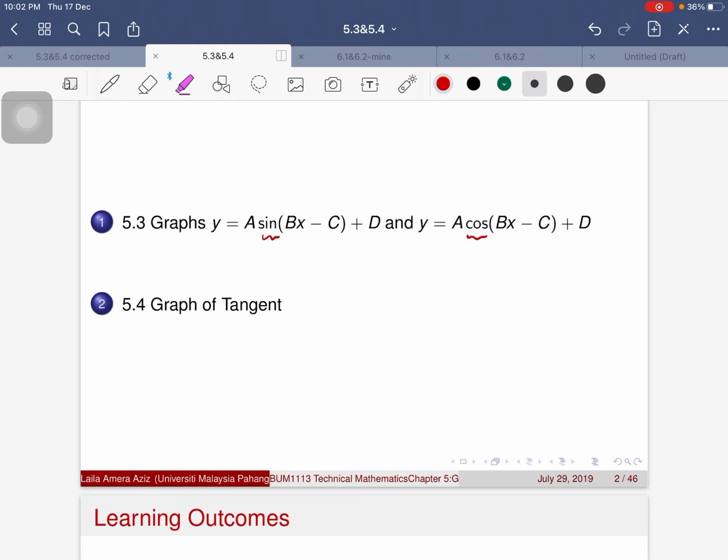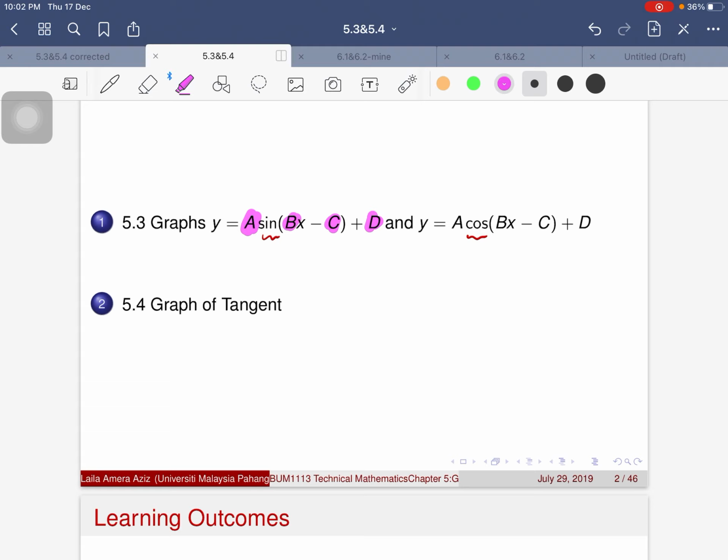So this whole alphabet a, b, c, and d, each of them is going to give a certain characteristic for the sine and cosine graph. That's what we're going to have a look at later. First, we're going to have a look at how we sketch the graph.